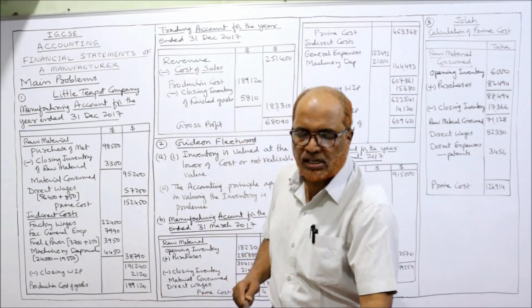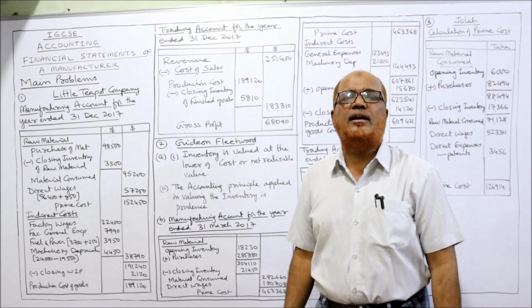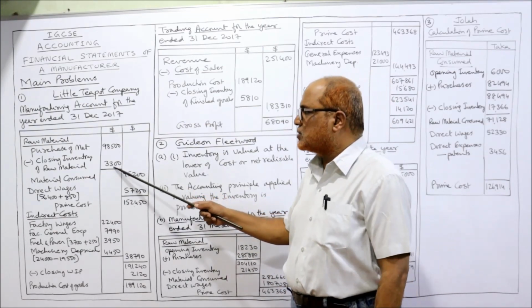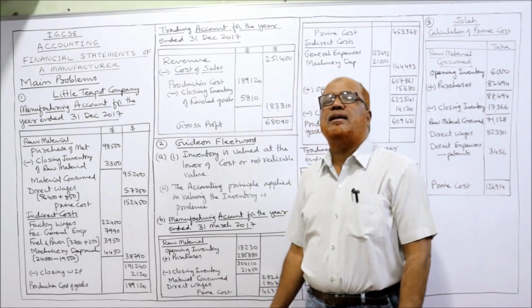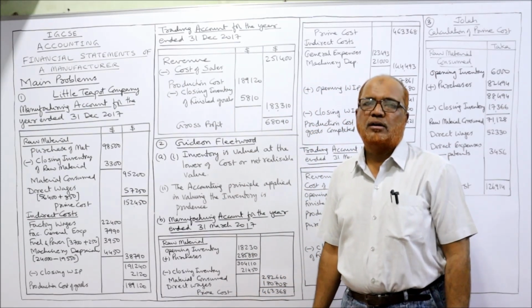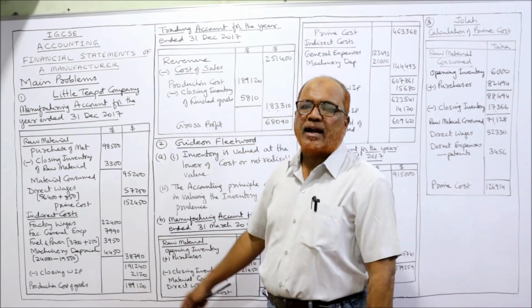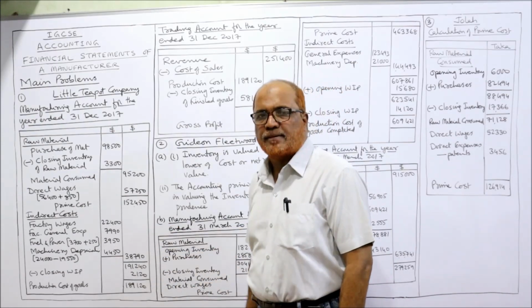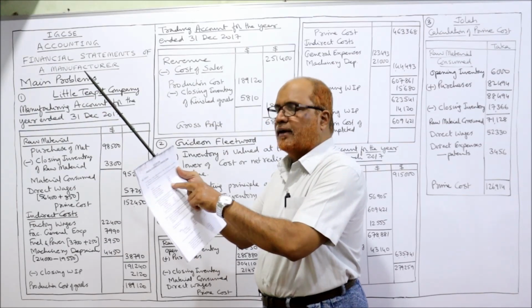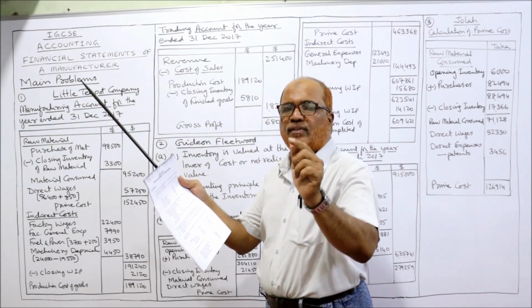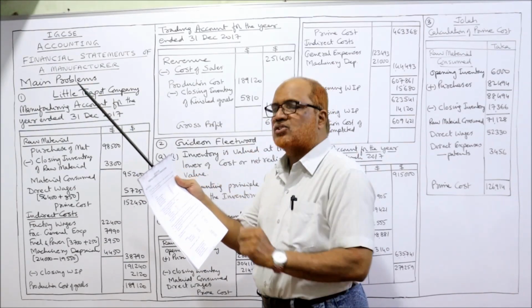It is given the closing inventory of raw material 3,300. So subtract 3,300. The 95,200 is called material consumed. To material consumed, we add direct labor, direct wages. The factory direct wages are given 56,400. Factory direct wages paid are 56,400.